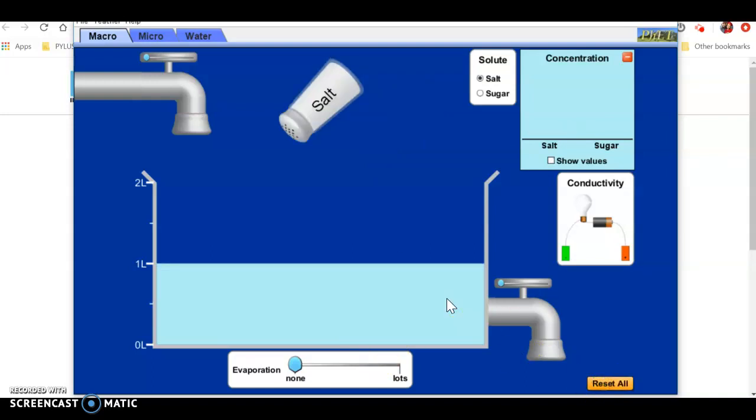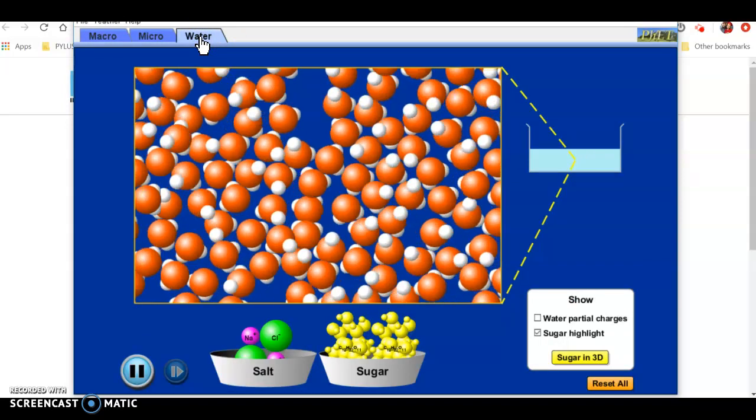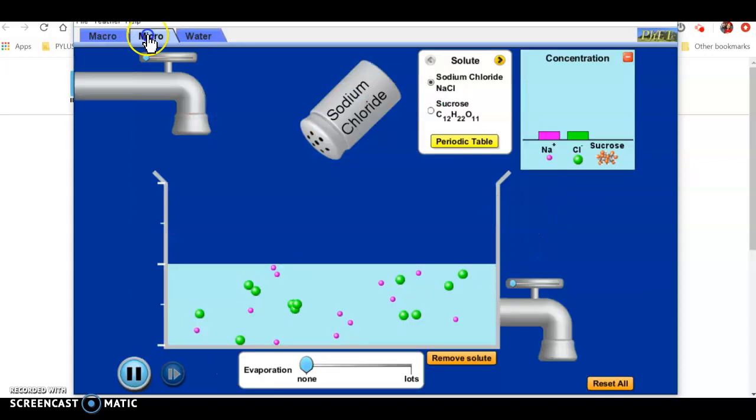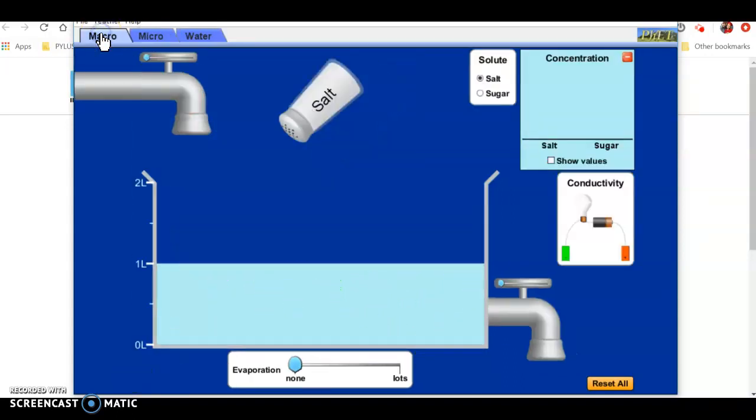What volume of water is provided in the container? Where can you find that? Maybe if I click on the water tab, I can figure that out. Nope, that's a little crazy. Micro. Nope. Where can I find that? I wonder. Oh, that's right there on the scale.